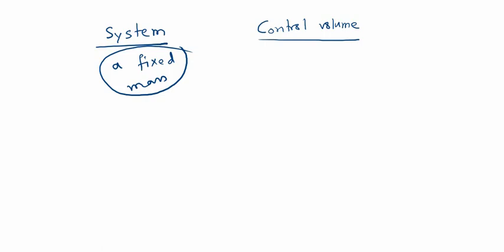That means if this is the control volume, then across it some mass can come in, and some mass can go out of it. So across this control surface, mass transfer is actually allowed. This is the basic difference between the system and the control volume. And energy interaction in terms of heat and work is allowed in both cases, whether it is a system or a control volume.